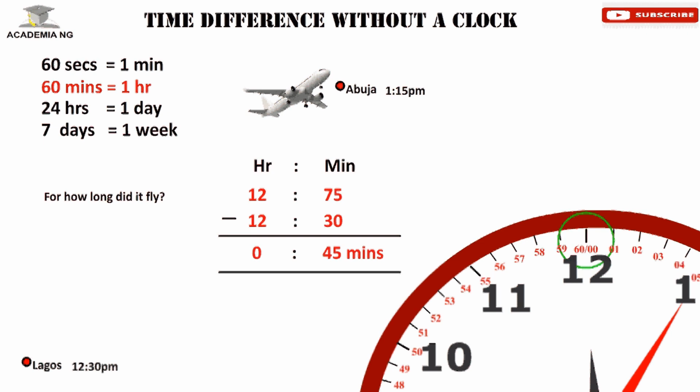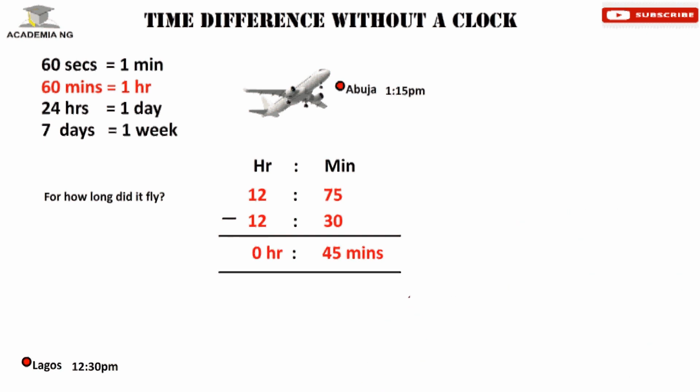So the answer is 0 hours and 45 minutes. So the plane traveled for only 45 minutes. Do you understand this? Great. Though it's a little tricky without a clock, it's faster and better.